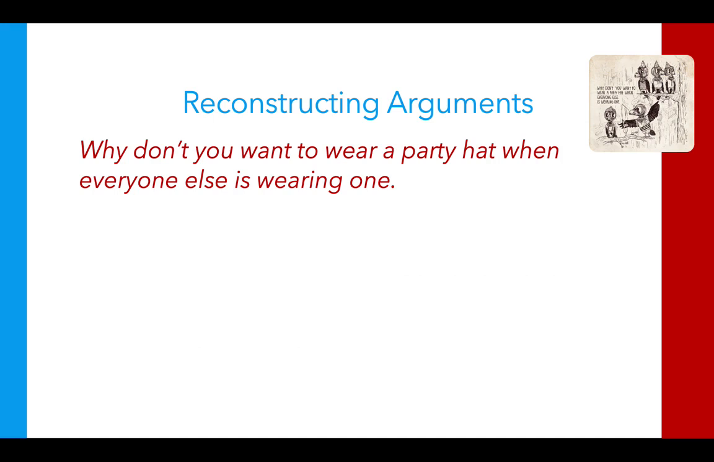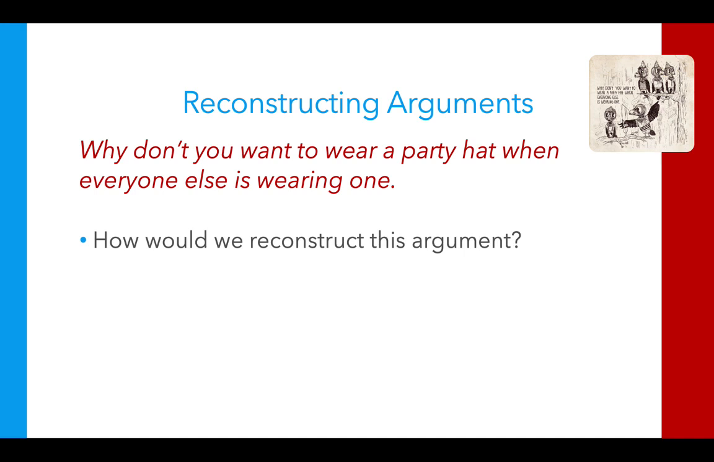So having done all this, and now that we've got some practice under our belt, let's return to that original argument. This person says, why don't you want to wear a party hat when everyone else is wearing one? And I put a period here following the sentence that they give, but I'm thinking now maybe a question mark is a better ending to this. Now, how would we reconstruct this?